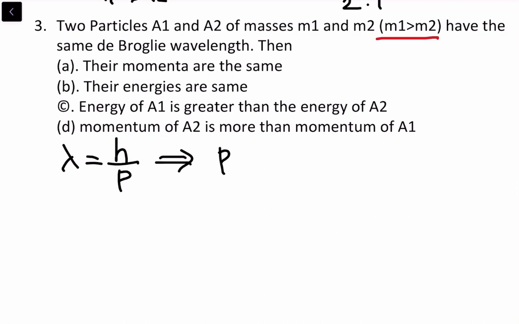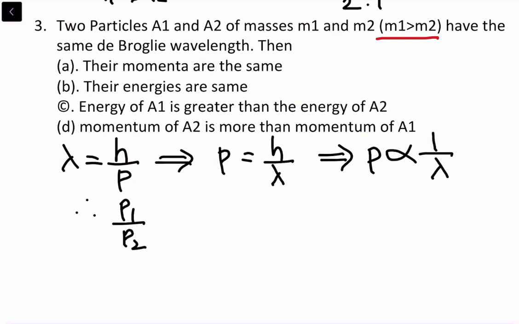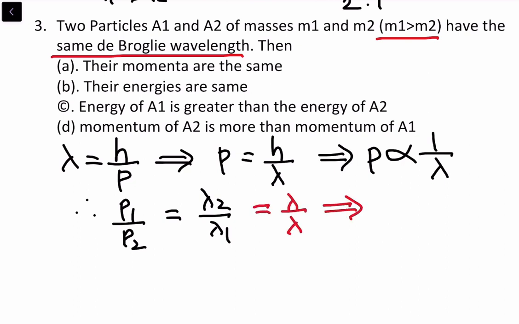Therefore p, that is momentum, is equal to h by lambda. H is Planck's constant, lambda is wavelength. So what we can conclude here, p, that is momentum, is inversely proportional to wavelength. Therefore p1 by p2, that is ratio of the momenta of the two particles, is equal to lambda 2 by lambda 1. What they have given in the problem is that both of them have same de Broglie wavelength. That means lambda is the same. Therefore lambda by lambda, which gives rise to P1 is equal to P2, that is their momenta are the same. So the answer will be A.